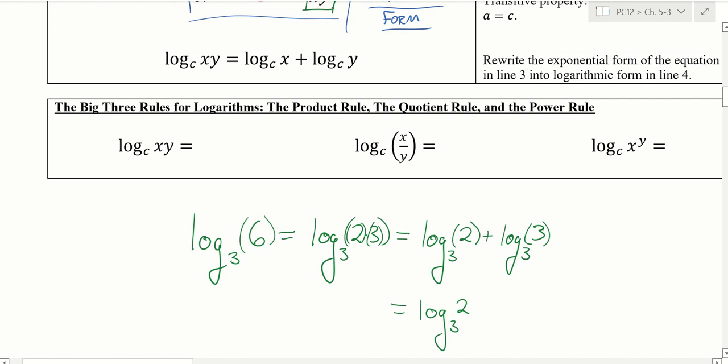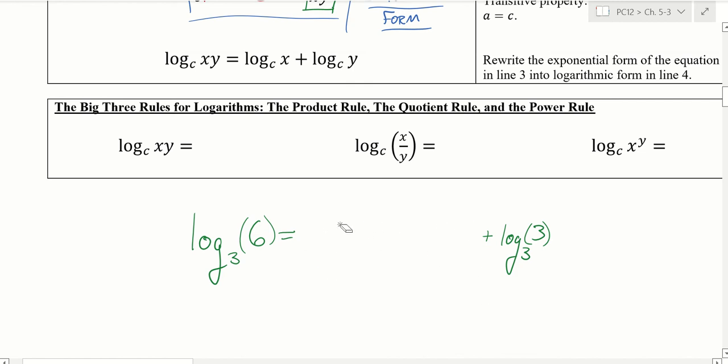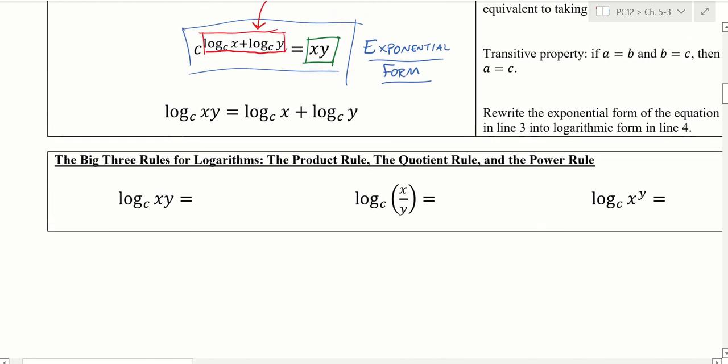But log base 3 of 3, that would just be 1, right? 3 to what power gives you 3? 3 to the first power. So we can expand this sort of original logarithm in a way that might prove useful for solving some sort of problem. But in any case, that's the product rule.